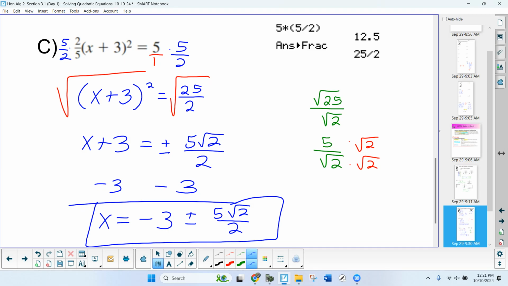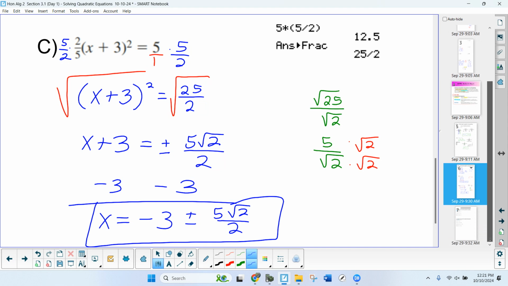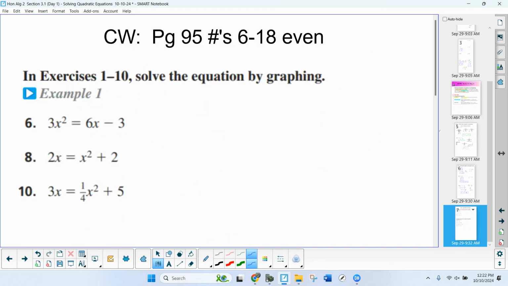You don't have homework tonight, so here's what we're going to do right now. This would have been your homework. Do the first 3 graphically. Go. Yeah, on your calculator. I'll be around to help if anybody needs help.